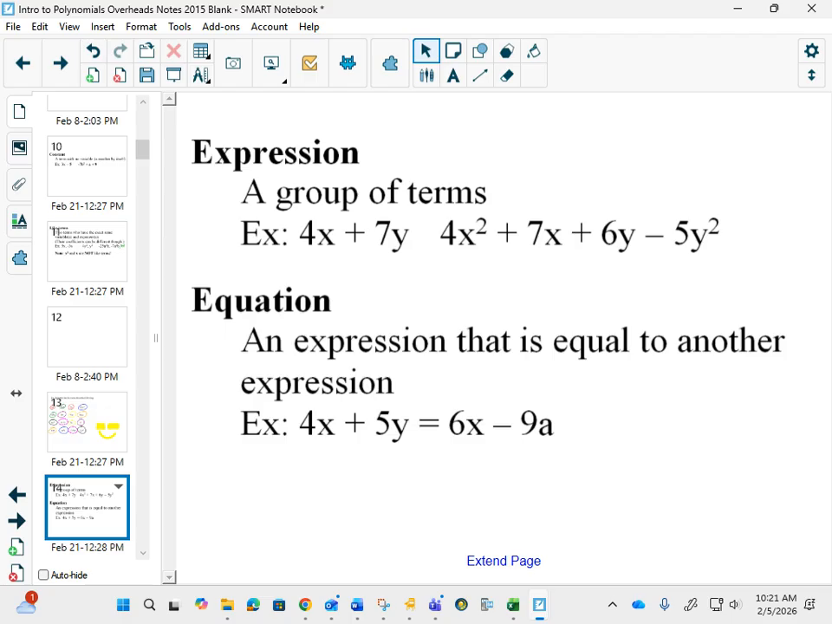Anytime you put a group of terms together with adding and subtracting or multiplying, that makes an expression. An equation has an equal sign. And we're going to do a whole unit on equations. In fact, mathematics loves solving equations. So when you have one expression that's equal to another expression, you have an equation.